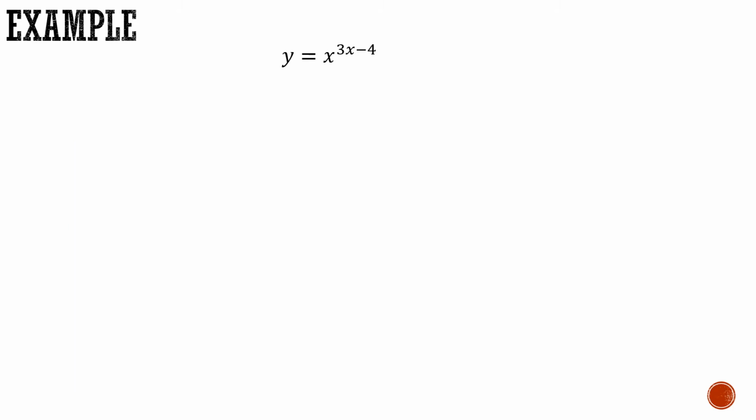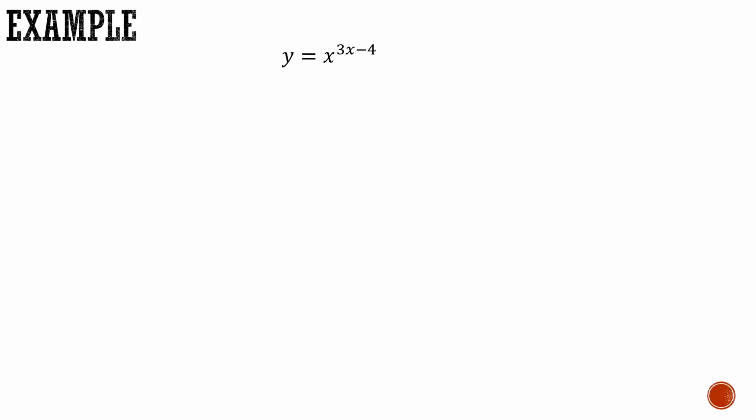Alright, so here's an example. We have y equals x to the 3x minus 4. The reason I have to use logarithmic differentiation here is because I have an x in my exponent, so I need to figure out a way to drop it down. And we know with logs we can drop exponents down. So I'm going to use logarithmic differentiation to solve this.